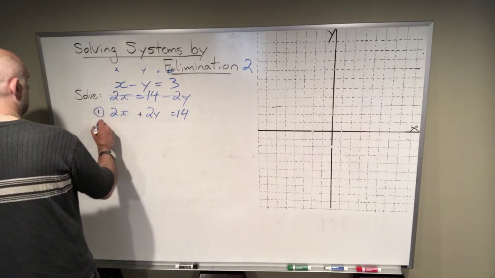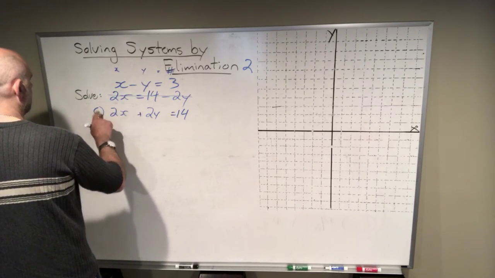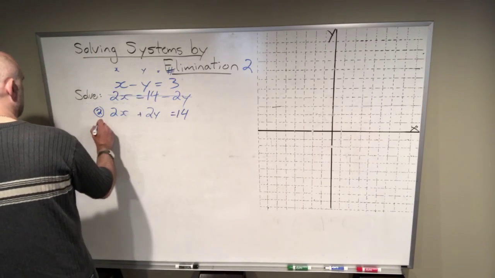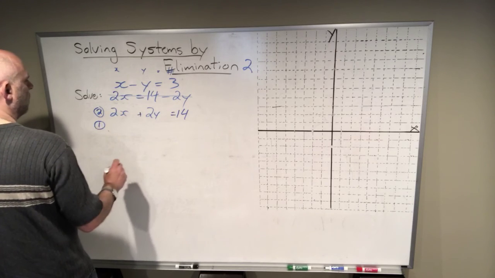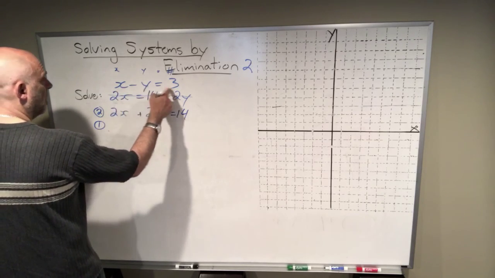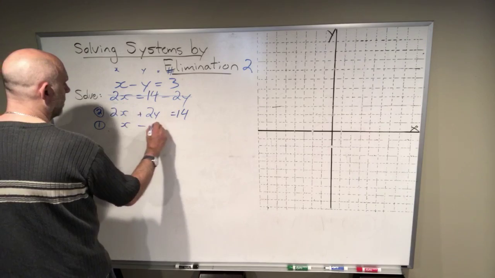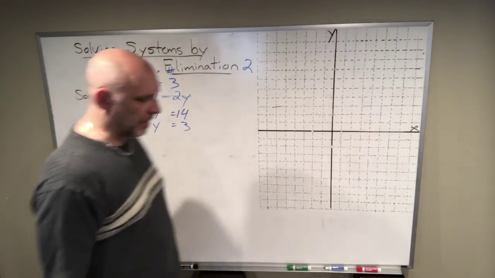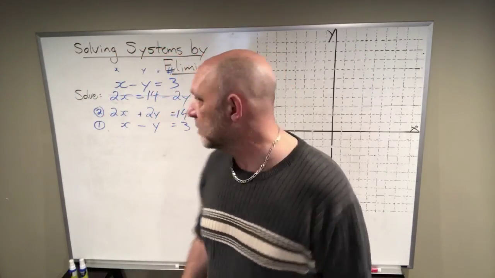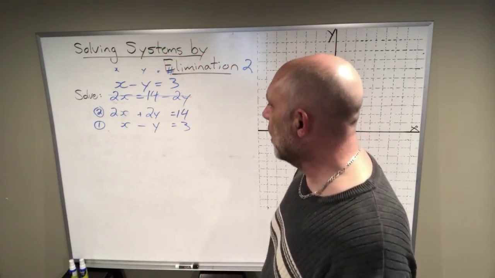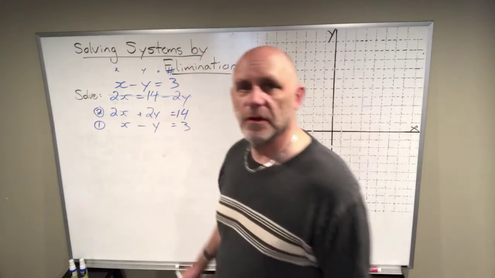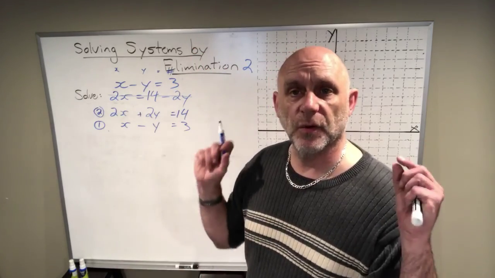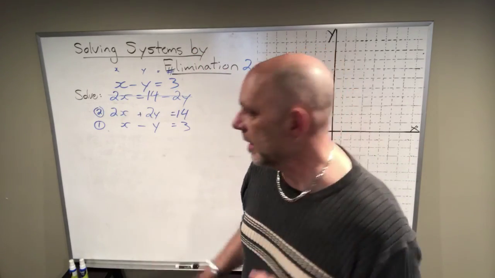And then I'm going to take this other one, or somebody was saying, no, call it 2 is the second one. Okay, we'll call it 2. Whatever, doesn't matter. It's just so you keep track of them. Equation 1, x minus y equals 3. Alright, now I want to look at coefficients and see that if I either subtract the equations or add the equations, I'm going to eliminate one variable, x or y.